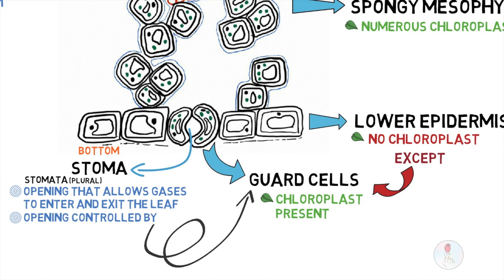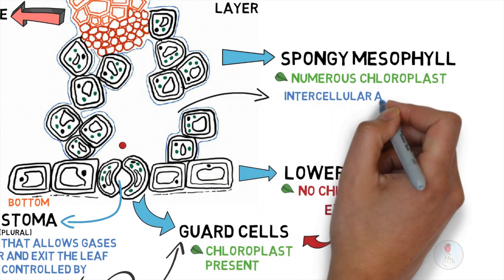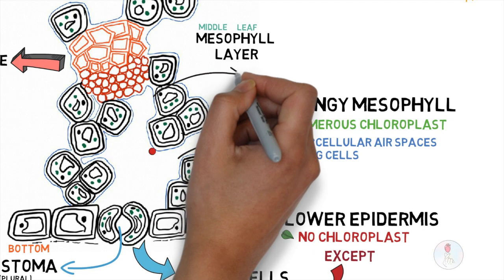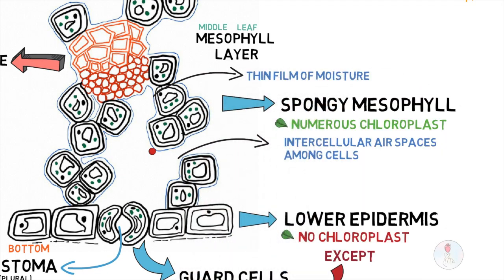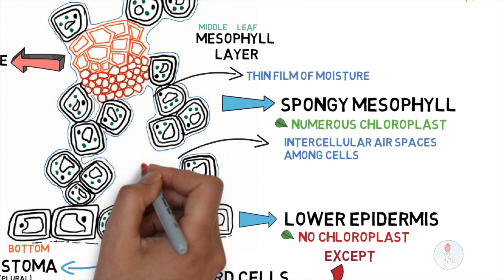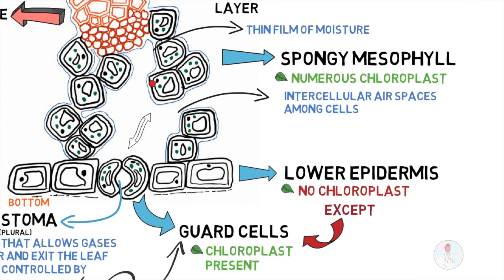Let's walk through how a molecule of carbon dioxide reaches a photosynthesizing cell. The molecule first enters the leaf via the stoma into the spaces in the spongy mesophyll layer known as the intercellular air spaces. The carbon dioxide molecule then dissolves into a thin layer of moisture that surrounds the cells in the mesophyll layer before diffusing into the cells for photosynthesis. Likewise, when a gas leaves a cell, the order is reversed.